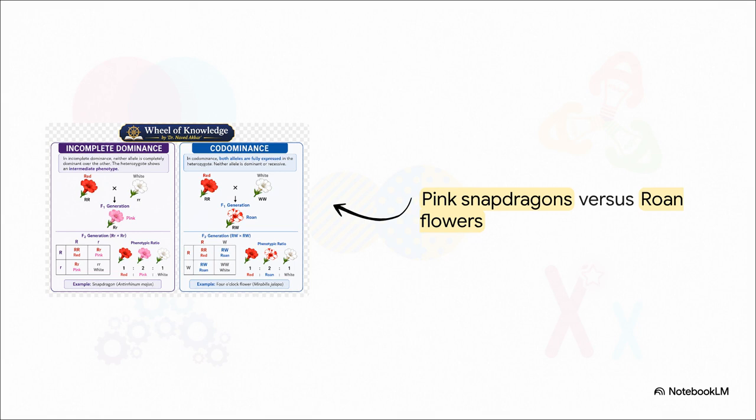Now, contrast that with the roan flower. When you cross the red and white parents here, the offspring doesn't blend into some pale pink. Instead, you see patches of pure red and patches of pure white completely coexisting on the very same flower. Both of those alleles are basically standing up and saying, nope, I am going to be fully expressed.